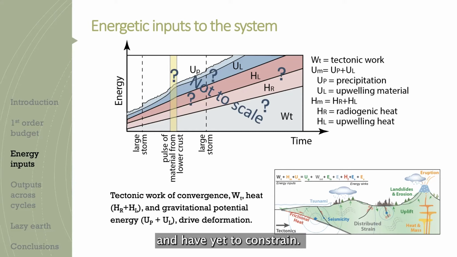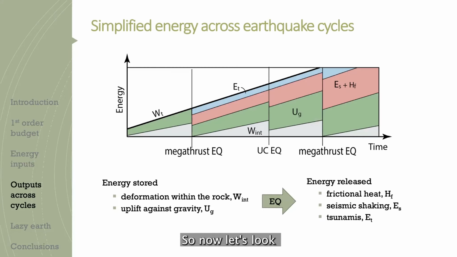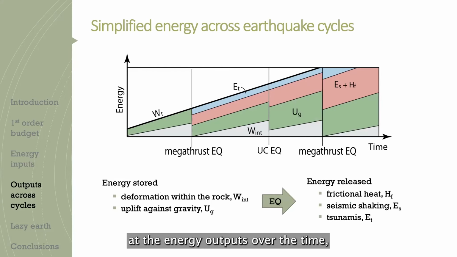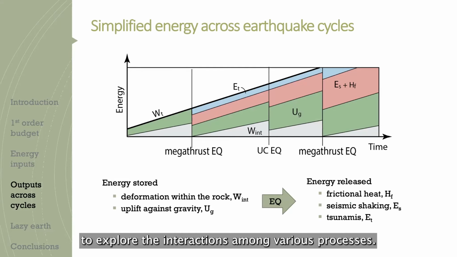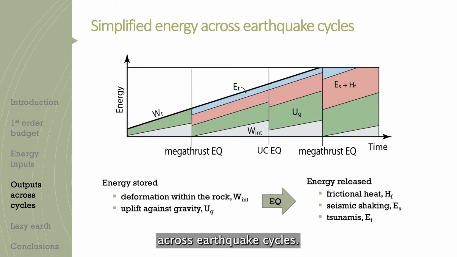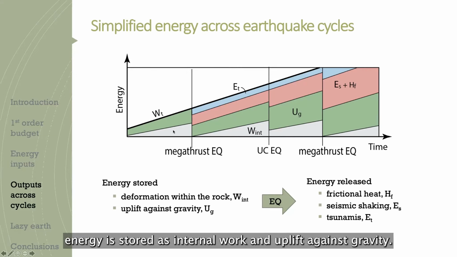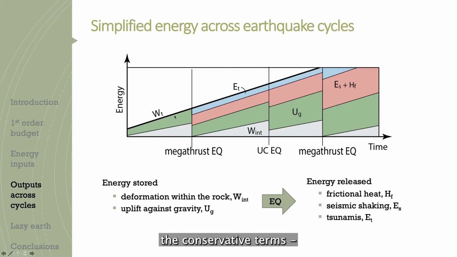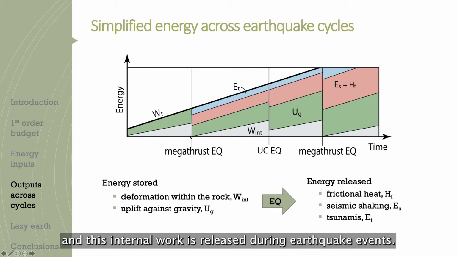So now let's look at the energy outputs over time, which gives us a chance to explore the interactions among various processes. I'll start with the simplified elastic model of energy across earthquake cycles. Following the elastic rebound model, energy is stored as internal work and uplift against gravity, the conservative terms, and this internal work is released during earthquake events.